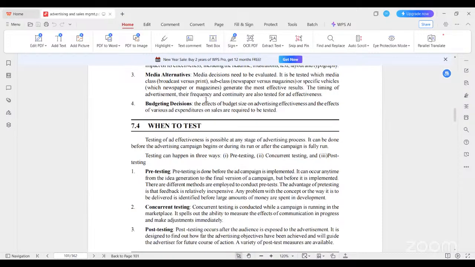The third factor would be media alternatives. Media decisions need to be evaluated. It has to be tested: broadcast versus print, or newspaper versus magazines, or TV versus audio. All these we need to test and decide. And budgeting decisions affect the budget size on advertising. Here, effectiveness and the effect of various expenditures on sales are required to be tested.